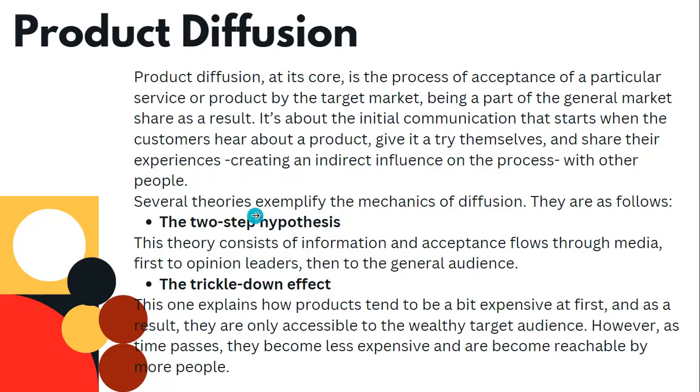So there are different theories that exemplify the mechanics of diffusion. The first one is the two-step hypothesis. This theory consists of information acceptance flows through media, first to opinion leaders, then to the general audience. So first of all, whenever a new product comes up, it is from the media that people come to know, first to opinion leaders. Now, opinion leaders means, in very lay terms, influencers. Like we have so many Instagram influencers, social media influencers, right?